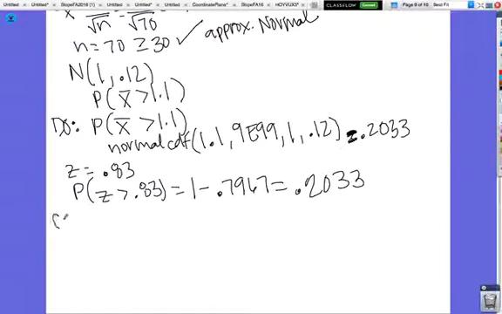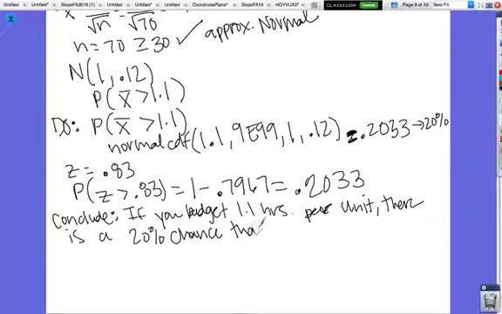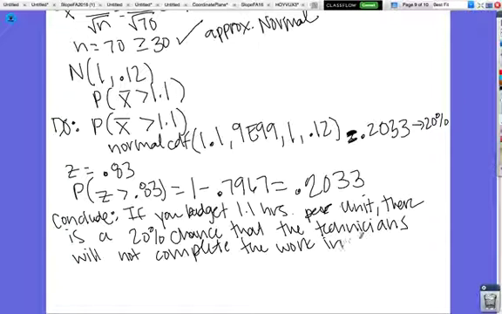And the last thing that you have to do is conclude. So conclude basically your answer to the question that you stated up above. So if you budget 1.1 hours per unit, there is a 20% chance, and we get 20% by rounding this off and moving over our decimal, so there's a 20% chance that the technicians will not complete the work in the budgeted time.